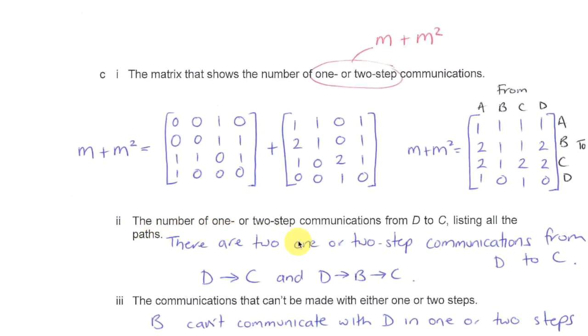The second part of this question, the number of one or two-step communications from D to C. So from D to C, you can see that there are two. Now, the two that have been identified is a one-step of D to C, and also a two-stepper that involves D, B, and C. And you can check that again against that communication diagram at the top. So you can just go and take a look back in your notes there and verify that you can directly go from D to C, and that you can get from D to C if you go via B.